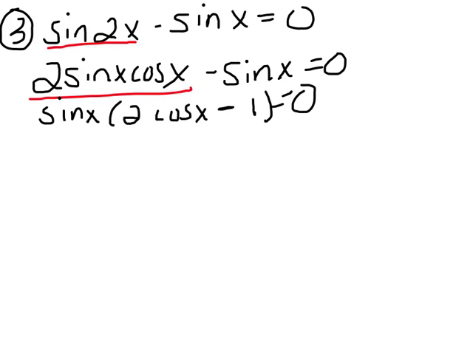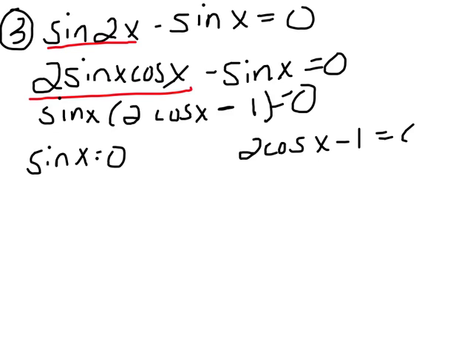So this one you can actually solve pretty easily if you make that substitution. So either sine x is equal to 0 or 2 cosine x minus 1 is equal to 0, because those are our two factors there. Now let's see, do they tell us to find all the solutions or just in the interval 0 to 2 pi? So we're not going to do the plus something on it.